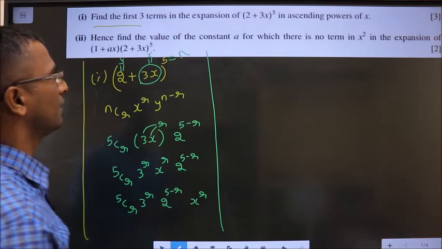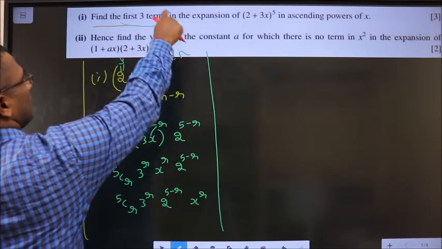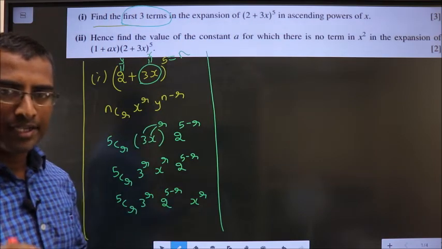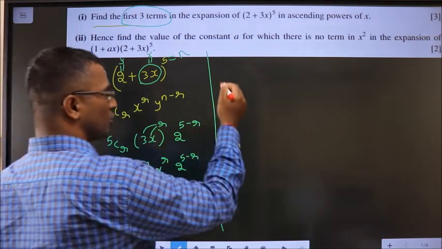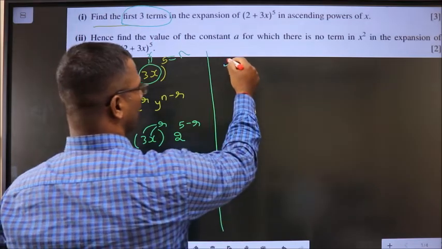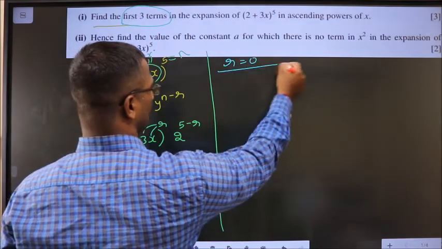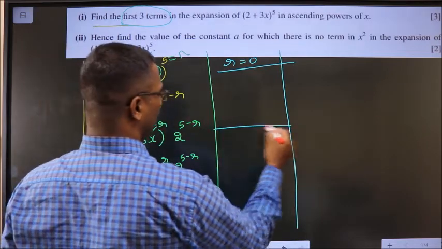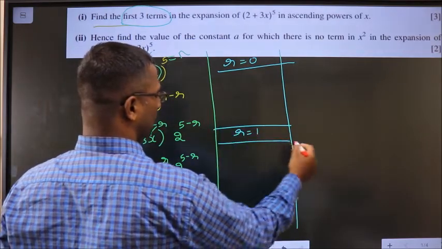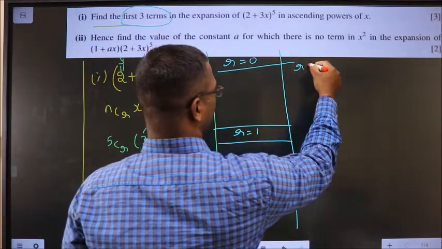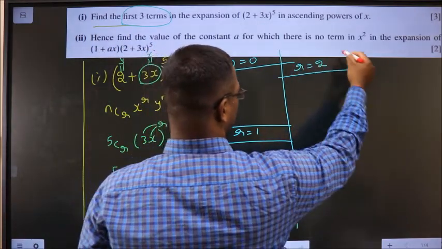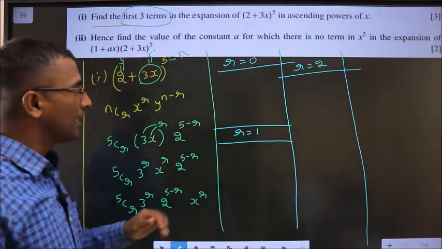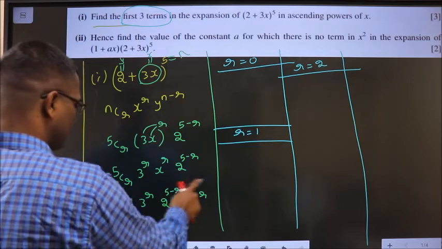What is he asking in the question? First three terms in the expansion. Whenever you want first three terms, your r values should be 0, 1 and 2. If you take r equal to 0, you will get the first term in the expansion. If you take r equal to 1, you get the second term. If you take r equal to 2, you get the third term in the expansion. Clear? Now, replace r equal to 0 in this general term.